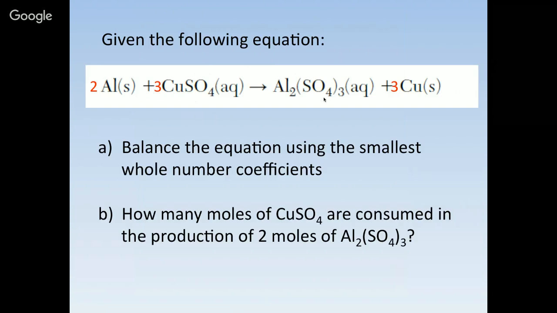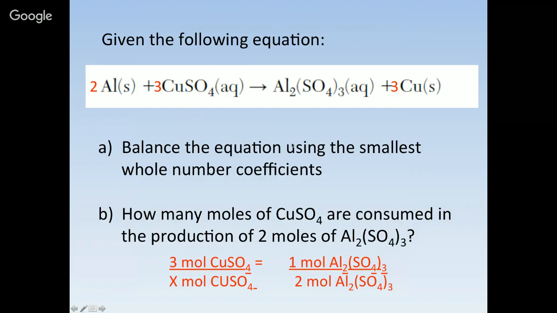Okay, so now if we're looking at this equation, it says how many moles of CuSO4 are consumed in the production of 2 moles of Al2(SO4)3. So we have moles of something to moles of something else. We're not converting a mass to moles, so we can't use the equation on the back of the reference table, but we can look at our mole ratios. We know that 3 moles of this is used in the production of 1 mole of this, so we can set up a proportion. We can go 3 over X, because we don't know how many we're going to need, equals 1, our number from our balanced equation, over how many are in the question, which is 2.